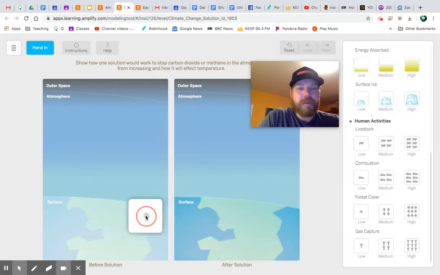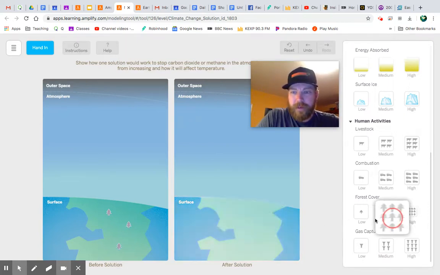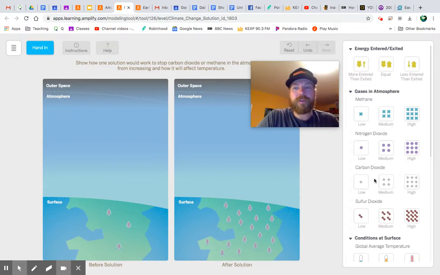There we go. Say I have low forest cover here. Oh, look at my little trees. Look at the little trees. And over here, I'm going to increase forest cover. So now I'm going to go to high forest cover. Whoa, way more trees. Now, I'm also going to make sure that I show which gas is this even affecting?